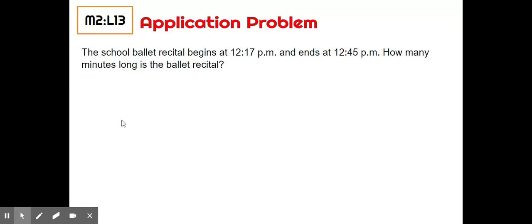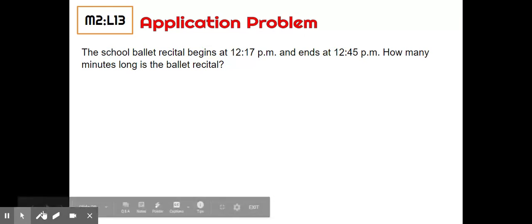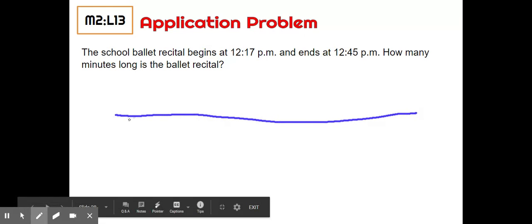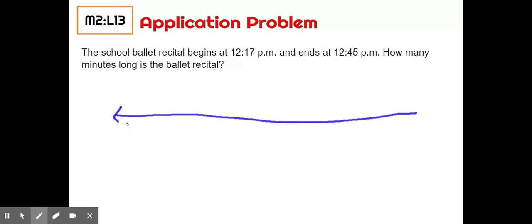Okay, so I'm going to start drawing my timeline. The first thing I'm going to do is draw a straight line. Now, I just said that it's in the 12 o'clock hour, so we know that it's 12 o'clock p.m. So I'm going to put my first tick. Now, the second thing I need to know is how many minutes are in an hour. Did you say 60? You're awesome. So we have to count by fives until we get to the next hour. What is the next hour?